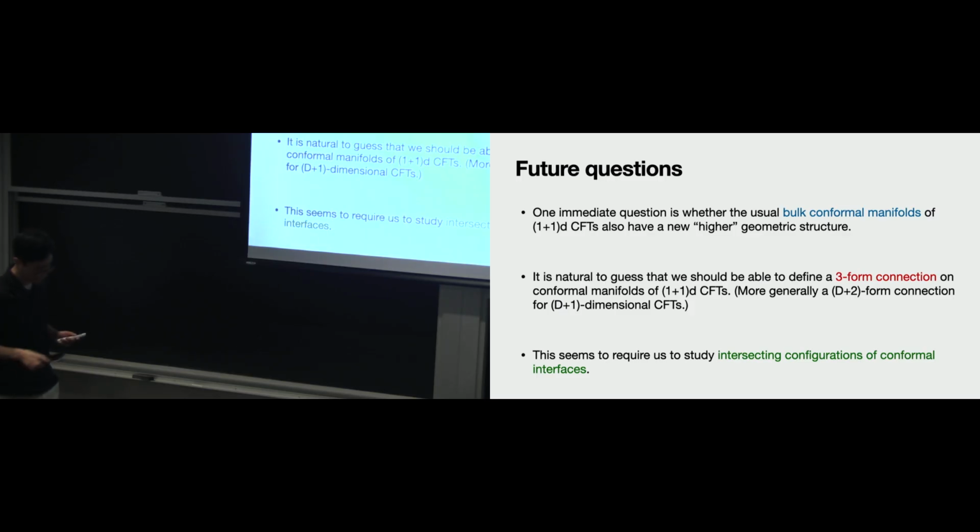There are various future questions. I'll briefly go through them. So one immediate question one can ask is whether there is a similar higher Berry connection in the usual conformal manifold of bulk perturbations. It seems natural to guess that we should be able to define a three-form connection on conformal manifolds of 1+1D, or 2D, CFTs. I'll not get into details, but we have some detailed guess which involves intersecting configurations of conformal interfaces, which however seems very difficult to compute in practice.